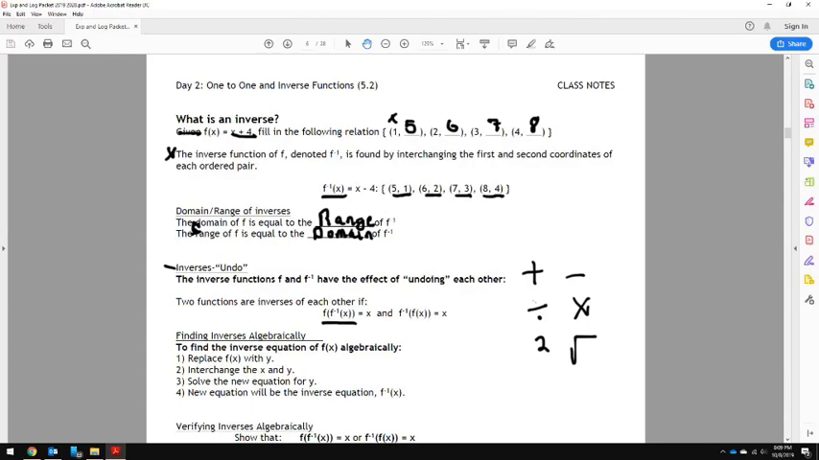So it goes on to talk about instructions on finding inverses algebraically. So the first place is find the inverse of the equation algebraically. First is replace f of x with y, interchange the variables x and y, solve the new equation for y, and your new equation will be its inverse.